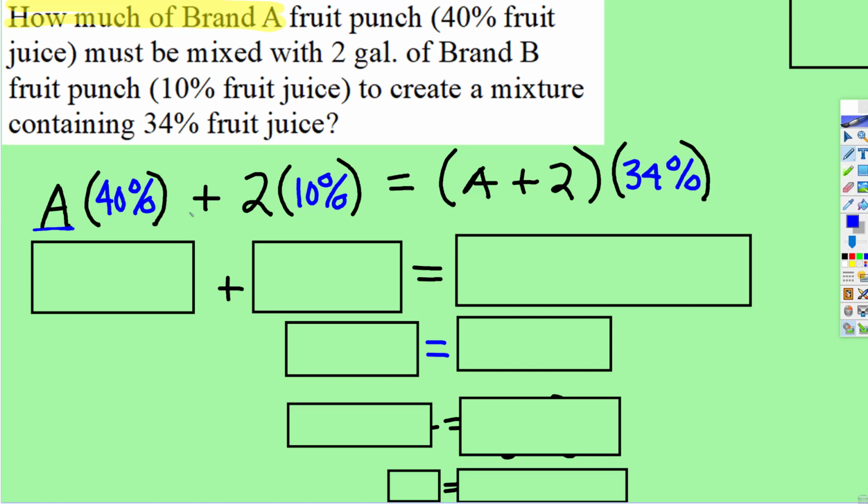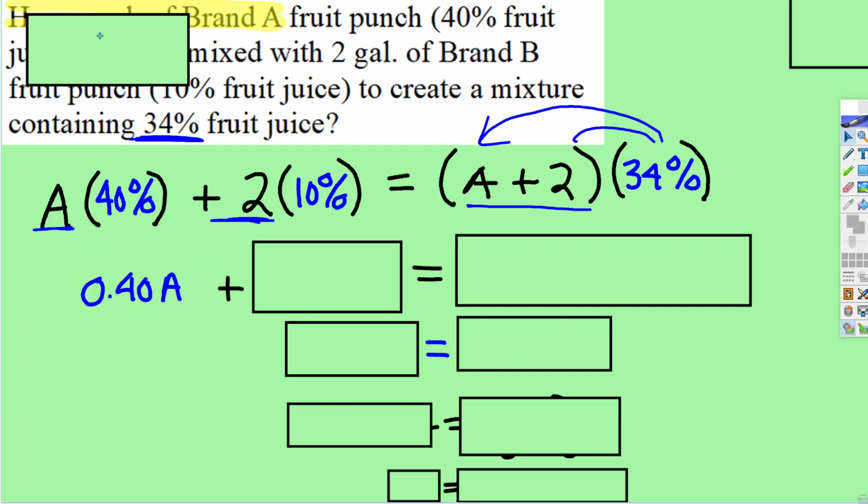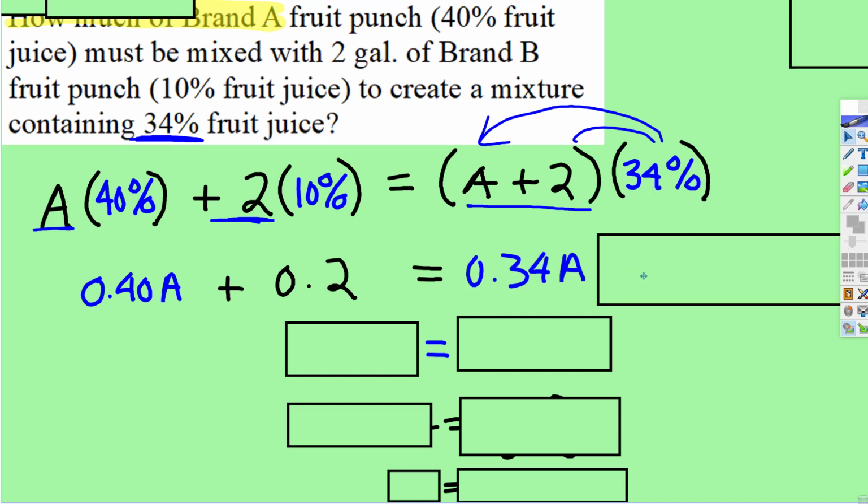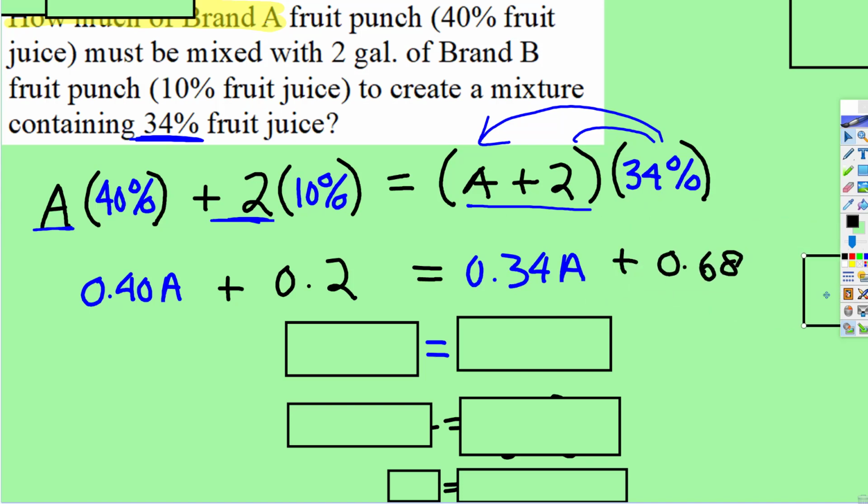And when you add these two amounts together, well, A plus 2 is just A plus 2. They're not both numbers, so you have to leave it as an expression. And the new concentration is 34%. So remember, when you multiply, this is going to have to be a distributive. So A times 0.4 is 0.4A. 2 times 0.1 is 0.2. 0.34 times A is 0.34A. 0.34 times 2 is 0.68.